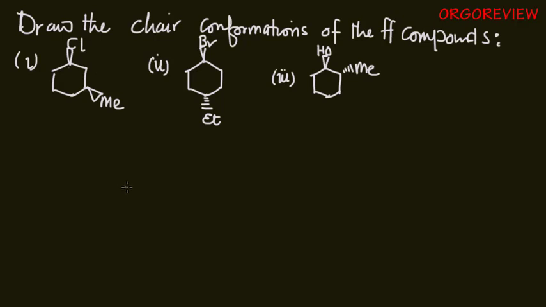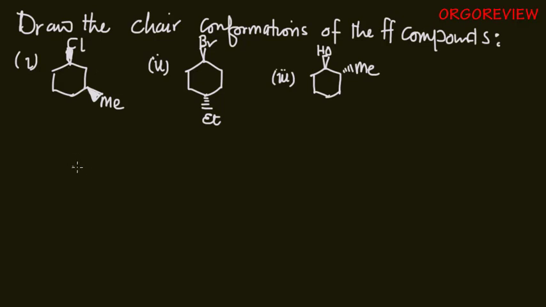Let's begin with compound number 1. Compound number 1 has a chloro and methyl group, both of them facing up. And this can be seen by the fact that we have a wedge on the substituents. So let's see how these groups are going to arrange on a chair conformation.